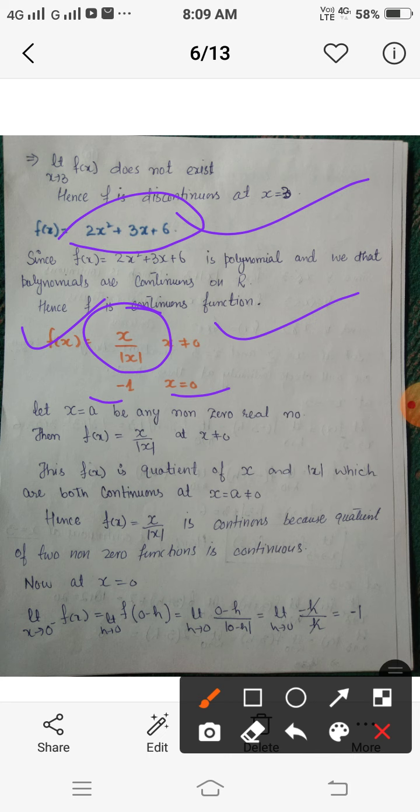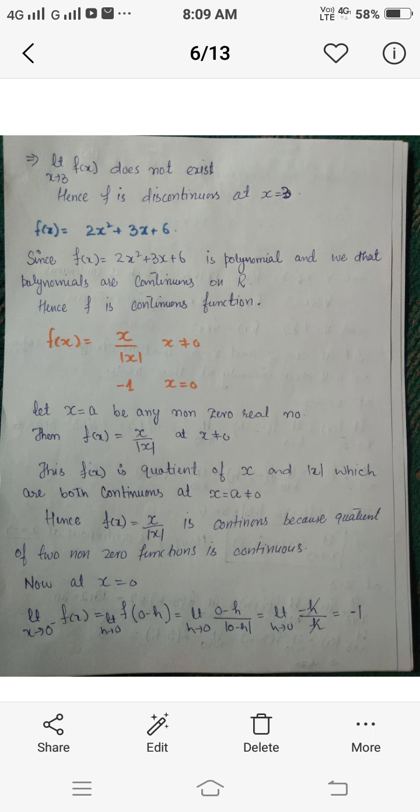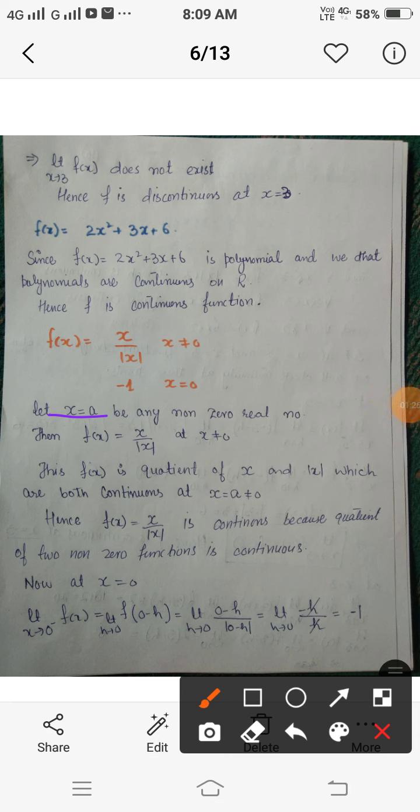So here it is a quotient of two functions: x, which is continuous because it is a polynomial, and mod x, the modulus function, which is continuous. Both are continuous at this point, and the denominator is not equal to 0 because mod x is 0 if and only if x equals 0. But we are considering those points which are non-zero, that is x equals a where a is non-zero. So this means that the quotient of two continuous functions with non-zero denominator is continuous, which implies that in particular this function x upon mod x is continuous at each and every non-zero point.